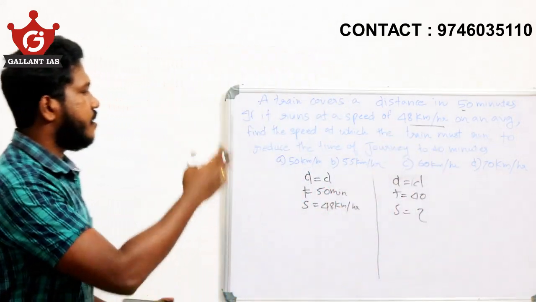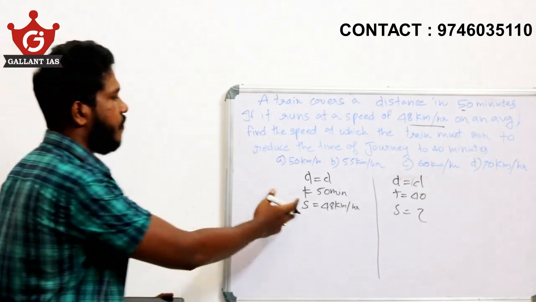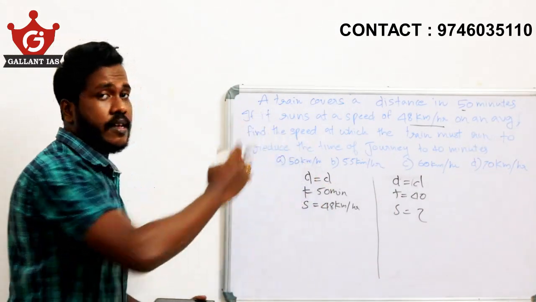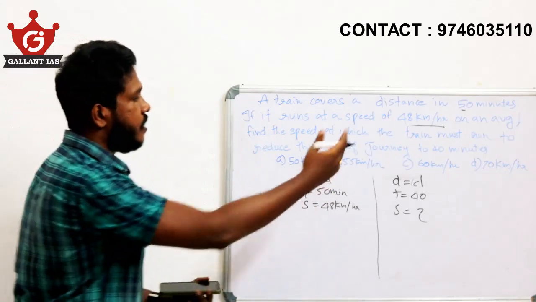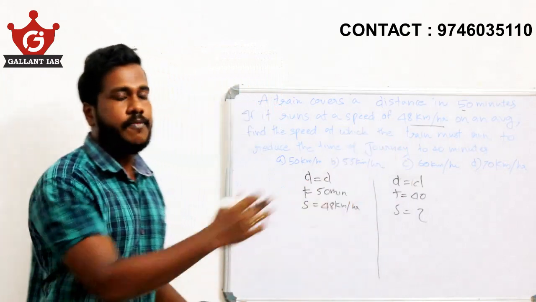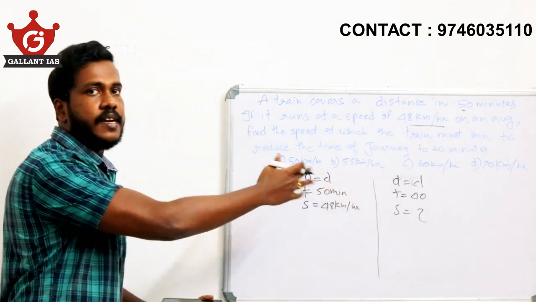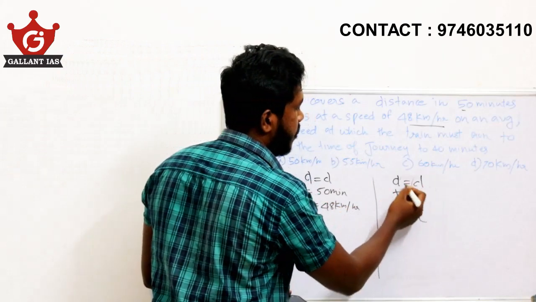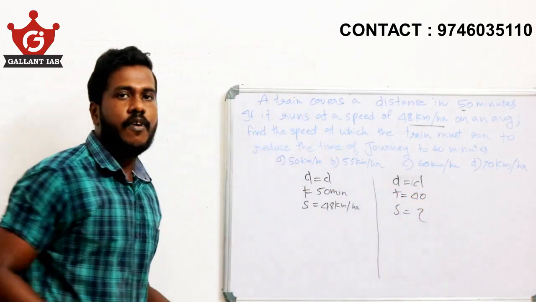Okay, so initially the train was traveling at a speed of 48 km per hour. So in order to cover that distance, the train will be taking a time of 50 minutes. Now for the same distance, if the train takes only 40 minutes, we need to find the speed at that time. Okay, speed in order to cover this same distance in a time of 40 minutes.